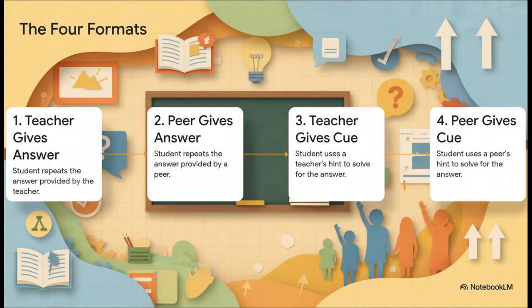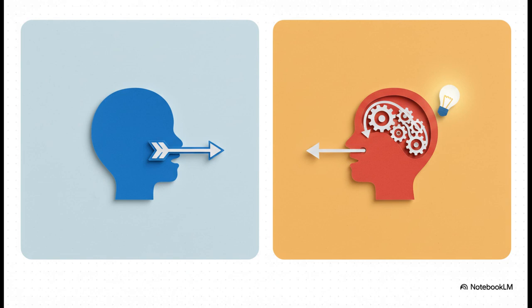You'll notice they basically fall into 2 different categories. The first 2 are all about providing the full answer. Either the teacher says it or another student says it, and then the original student just repeats it. Simple, fast, guarantees success. But the second 2, well, they're a bit more challenging. That's when the teacher or a peer gives a cue, a hint, that helps the student figure out the answer on their own.